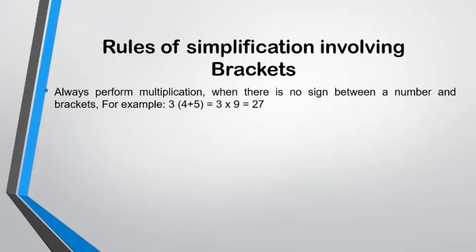So, number 1 is that we should always perform multiplication when there is no sign between a number and brackets. For example, 3, there is no sign, and then it is brackets 4 plus 5. So we will convert it into 3 into 9, which is equal to 27.